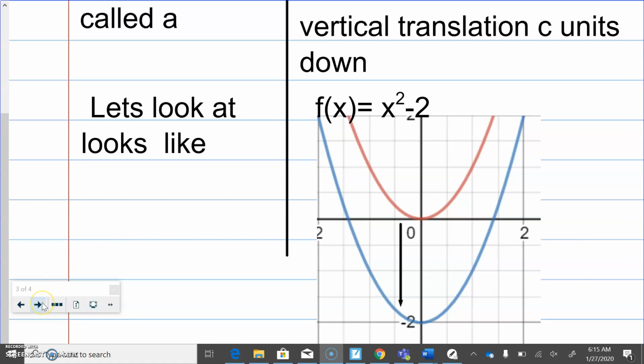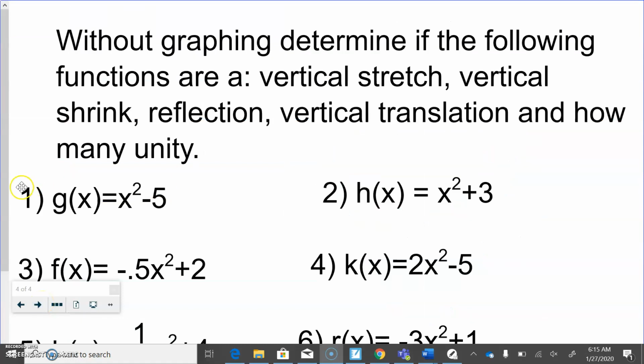Using this combined with that information, I want you to solve today's assignment. I want you to tell me, without graphing, determine if the following functions are a vertical stretch, a vertical shrink, a reflection, or a vertical translation compared to our parent graph, which is x squared, and how many units. That shouldn't say unity, but it says units.